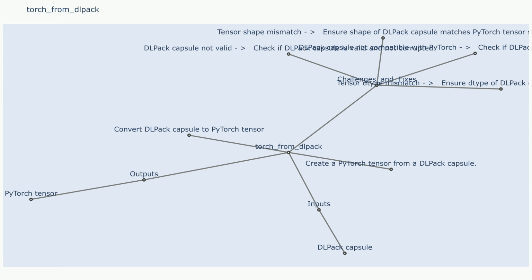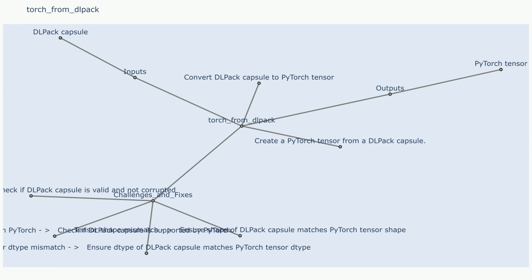Challenge 4: data corruption if the DLPack object is corrupted or invalid. The torch.from_dlpack function might raise an exception or produce unexpected results. Sample use case that resulted in challenge 4: the DLPack object is created with incorrect parameters or data, leading to data corruption. Fixes to challenge 4: carefully validate the DLPack object before passing it to torch.from_dlpack. Check for any errors or inconsistencies in the data, shape, or data type.